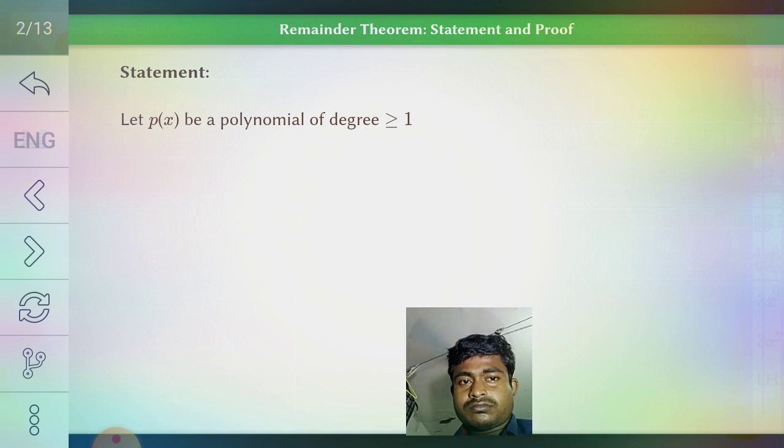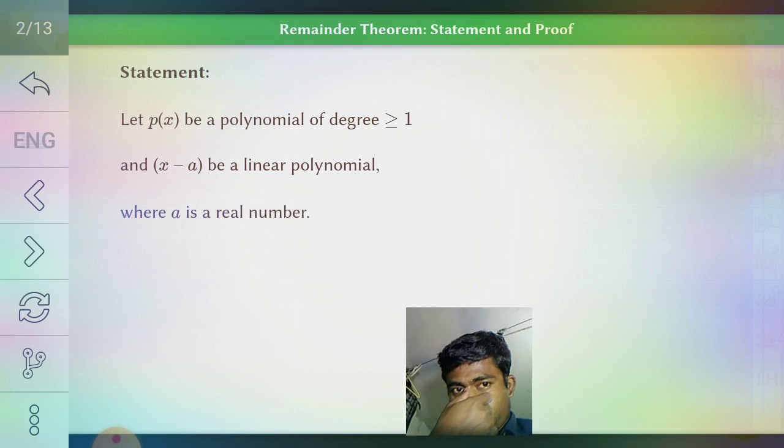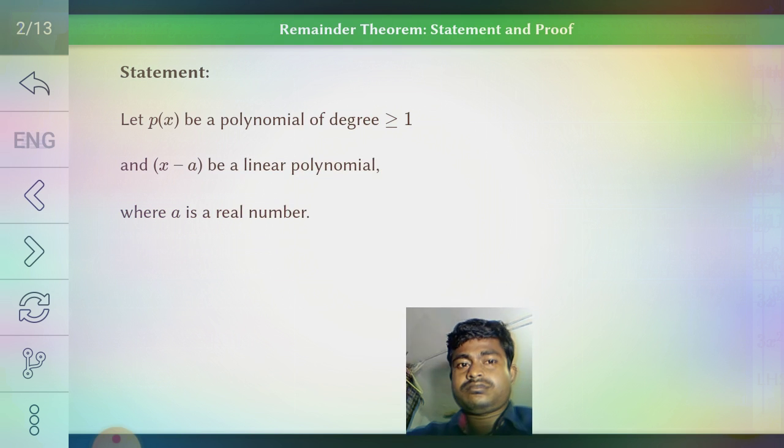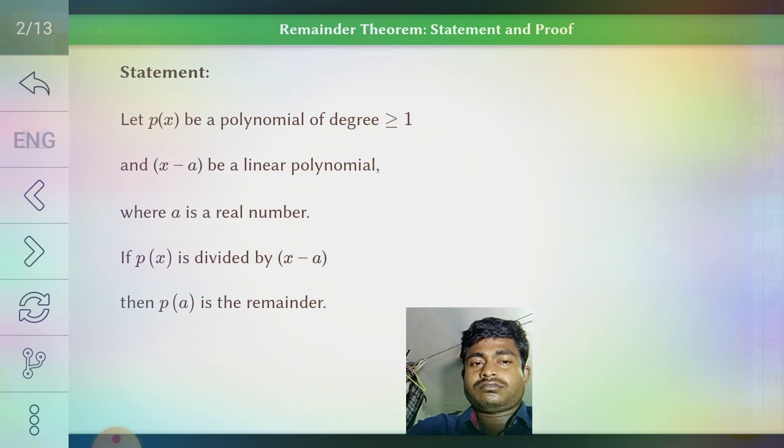Let p(x) be a polynomial of degree greater than or equal to 1, and x − a be a linear polynomial, where a is a real number. If p(x) is divided by x − a, then p(a) is the remainder. Let's look at the proof of this statement.